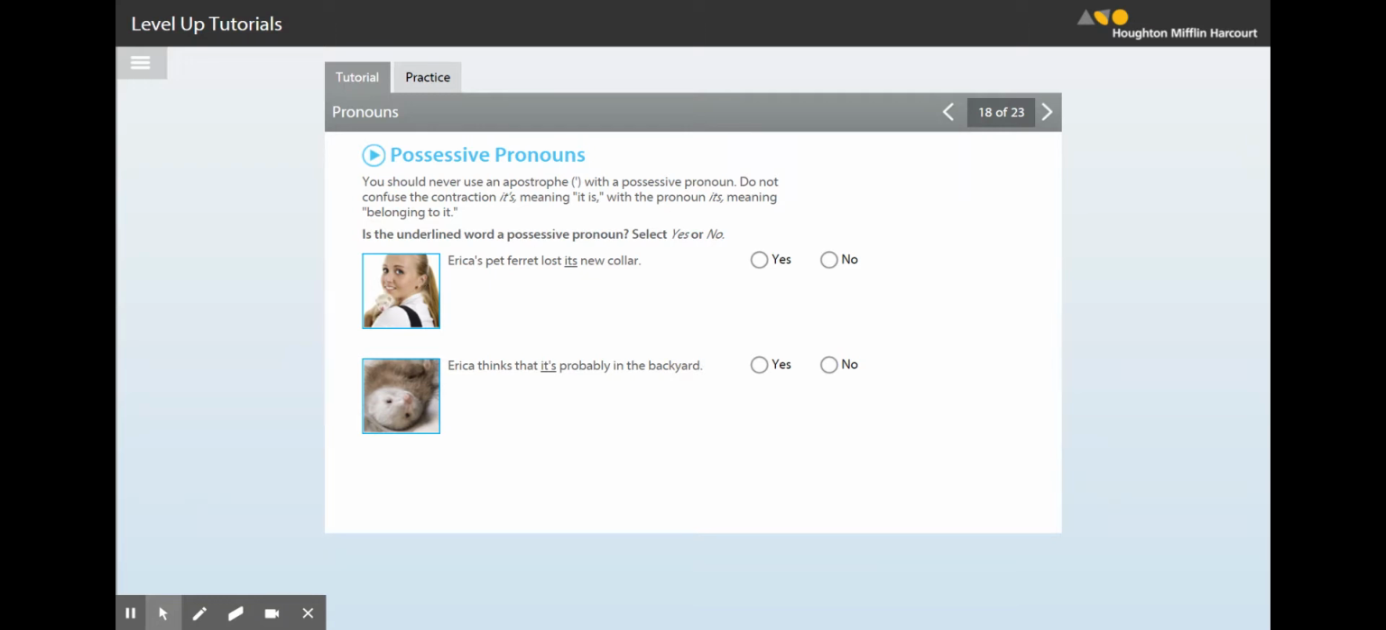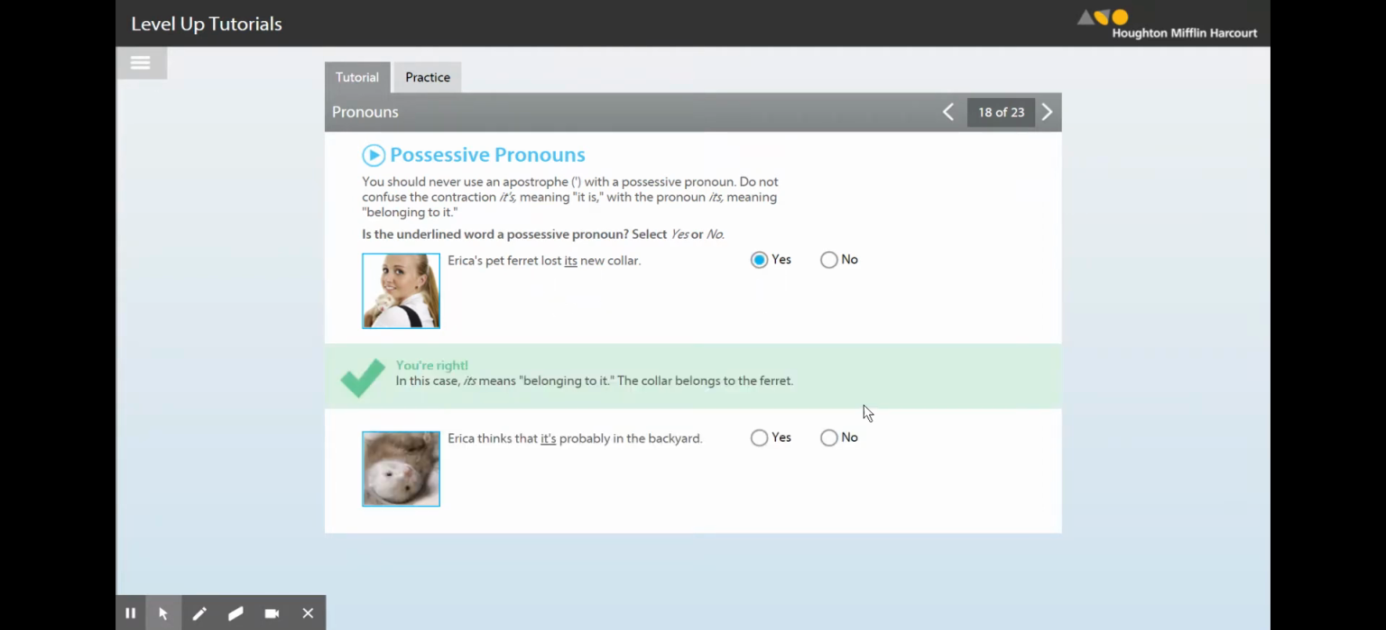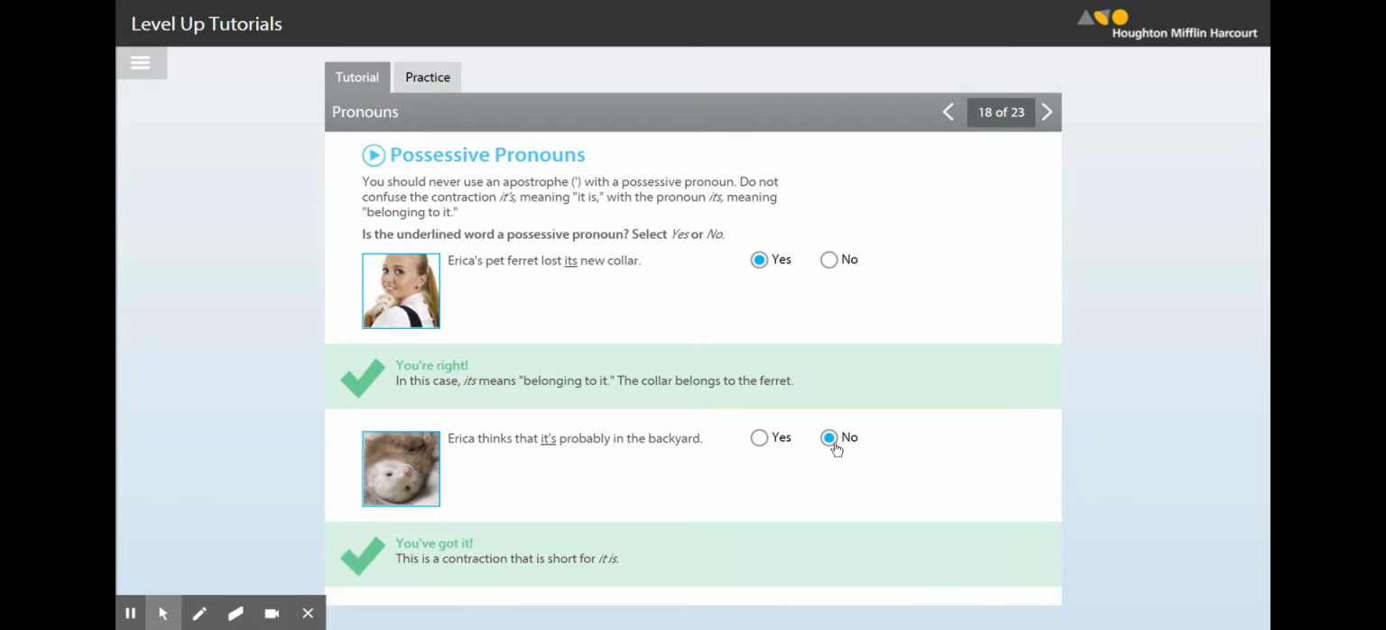So is the underlined word a possessive pronoun? Yes or no? Erica's pet ferret lost its new collar. So here, the collar belongs to the ferret. This is showing possession. Yes, it is. Erica thinks it's probably in the backyard. So I have an apostrophe here. If I can substitute it is, Erica thinks that it is probably in the backyard. This one is not showing possession because it's a contraction. It's short for it is.